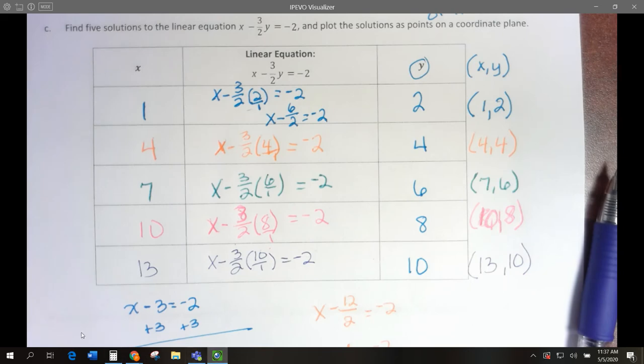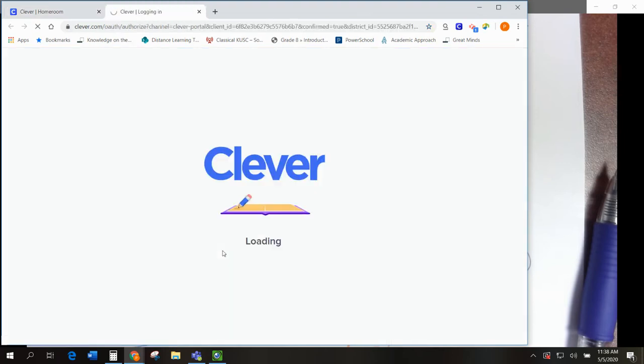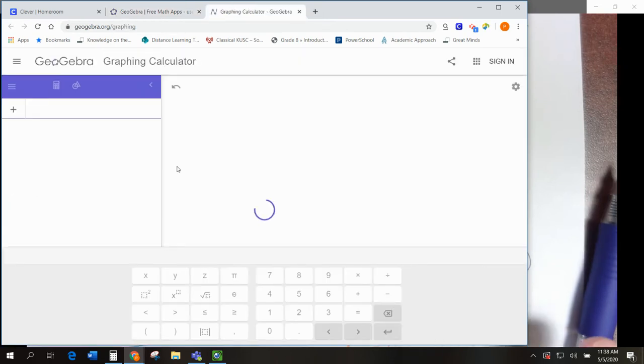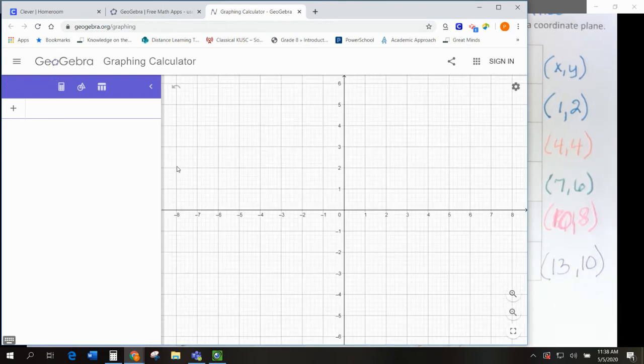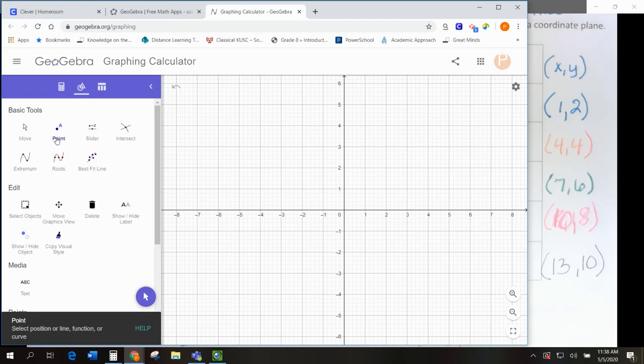The best way to graph without graph paper is to go over to our Clever app, and in Clever, we're going to pick GeoGebra. Once we're in GeoGebra, we're going to go to Start Graphing. And I'm going to pick this thing with the circle and the triangle, which says Tools, and I want points. I'm going to plot some points.